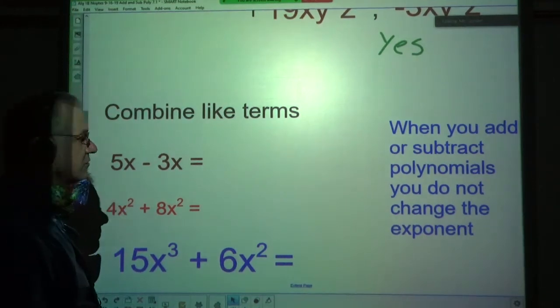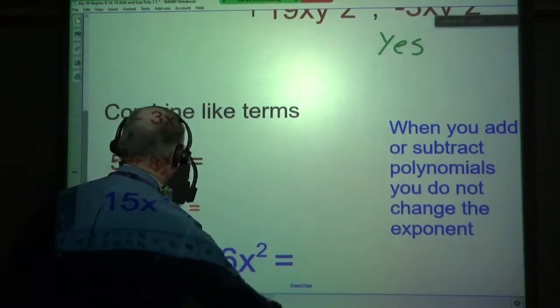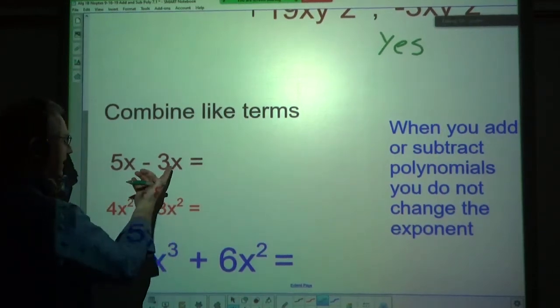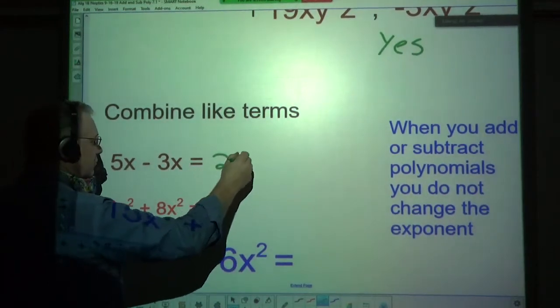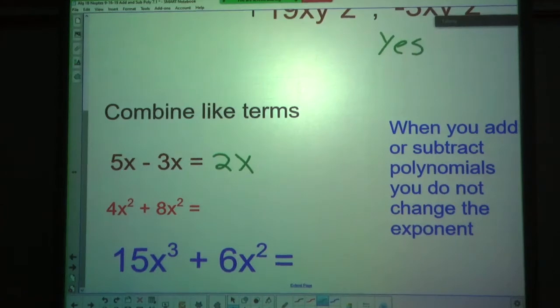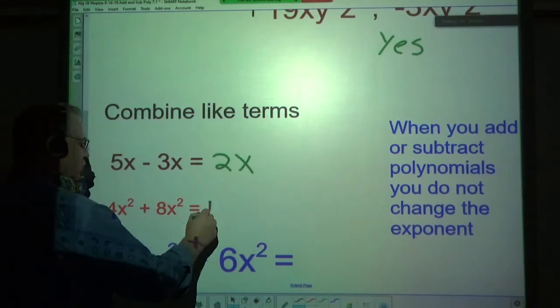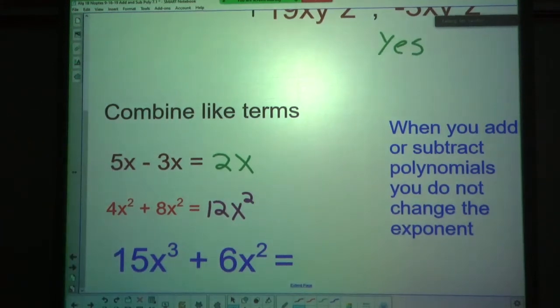All right, now we're going to come down here to combining like terms. When you add or subtract polynomials, you do not change the exponent. So in this first one, 5x minus 3x, they are like terms, so I'm just going to combine their coefficients to give me 2x. Down here, 4x squared plus 8x squared, those are like terms, so I'm going to add their coefficients, 12x squared, not x to the fourth, because you don't change the exponent when you're adding or subtracting.